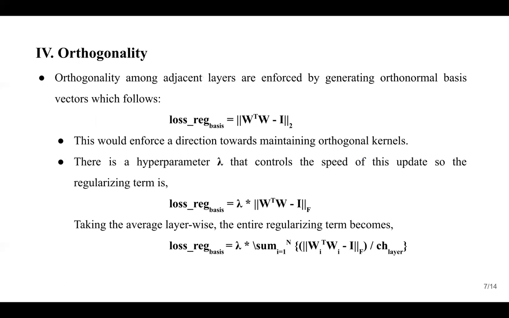Let's take a look at orthogonality and how our orthogonal regularizer works. Orthogonality among adjacent layers is enforced by generating orthonormal basis vectors, and during training we enforce the orthogonalization of the layers using this regularizing term, which we average layer-wise, and we have a hyperparameter lambda that controls the speed of this update.